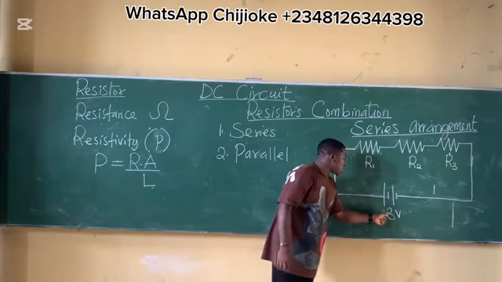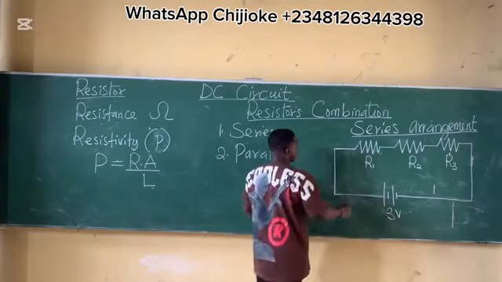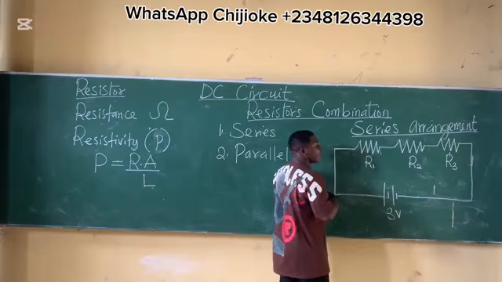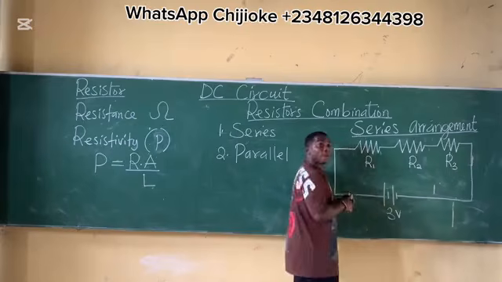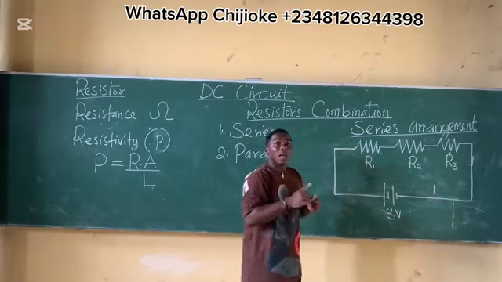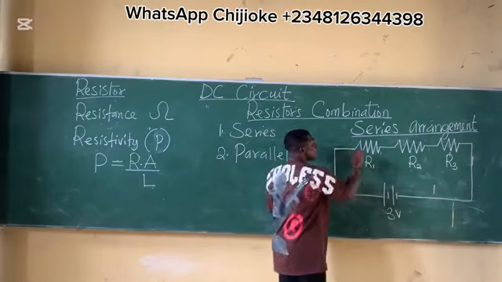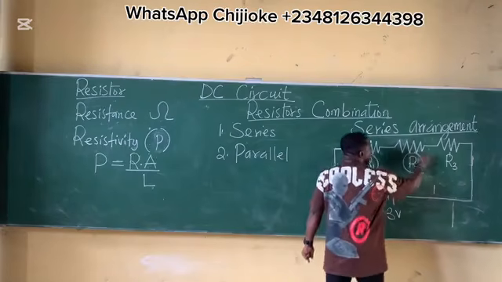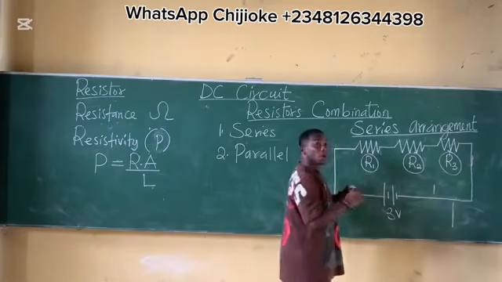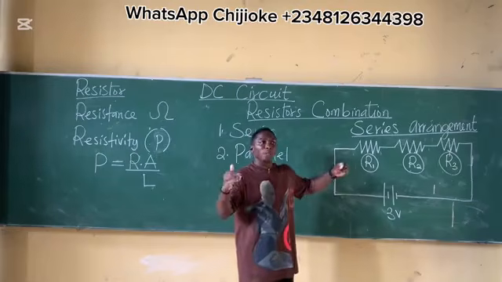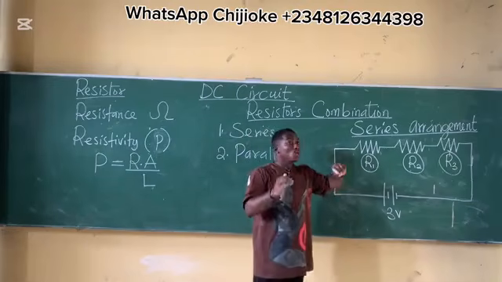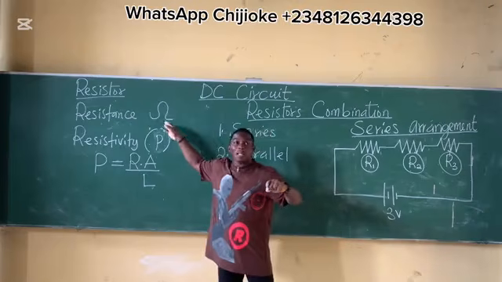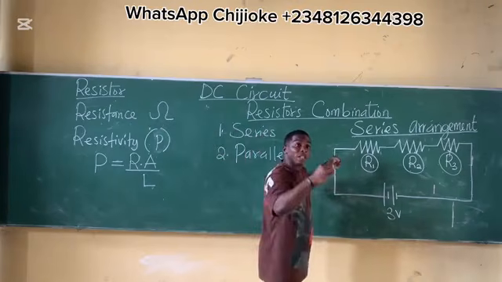If the current supplied by this battery is 1.5 ampere, it means R1 will have 1.5 ampere, R2 will have 1.5 ampere, R3 will also have 1.5 ampere. The current across R1, R2, and R3 are going to be the same. The reason is because they are in series. But their voltage, will it be the same? No. The voltage will vary in accordance to their resistance.